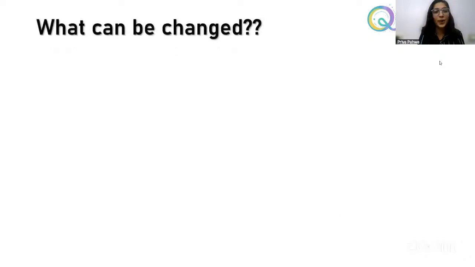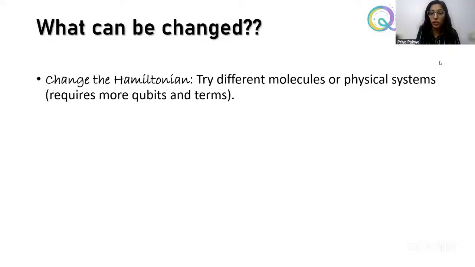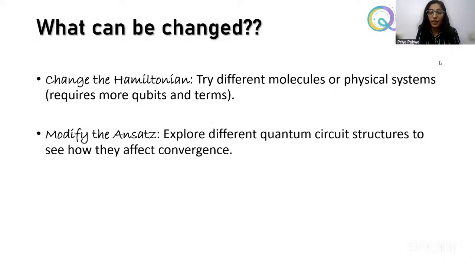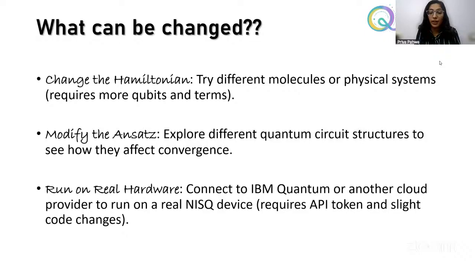Now, how can these problems be changed, how can you approach them? You can change the Hamiltonian, the molecules, or the physical system in which you are working, which requires more qubits, more terms, and other energies, as I mentioned already. Then we can run these and see how they converge at the end. We can also run on real hardware. We can connect to an IBM quantum computer through the cloud service, which requires an API token and some code changes, as I already mentioned previously.